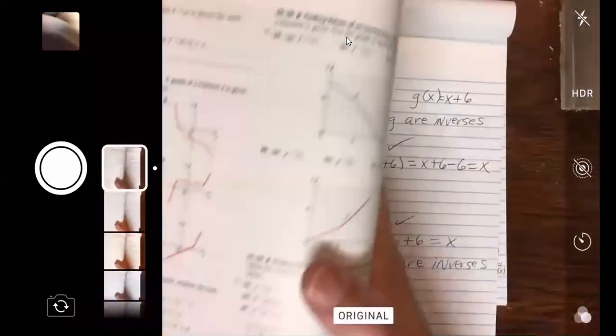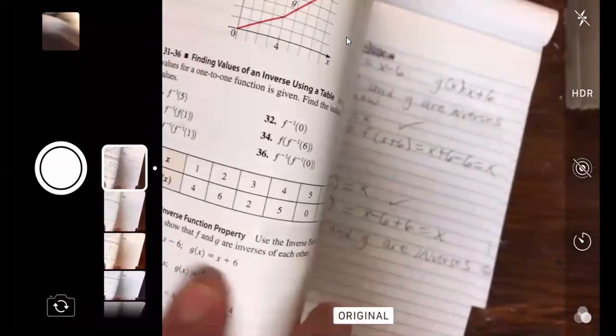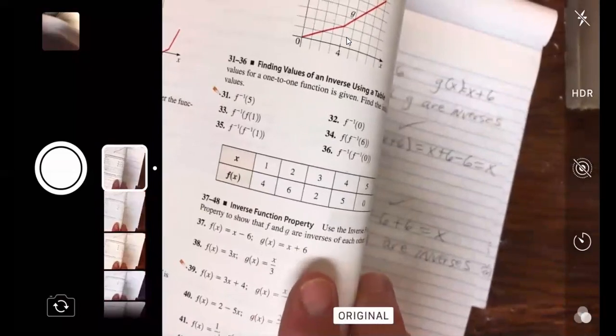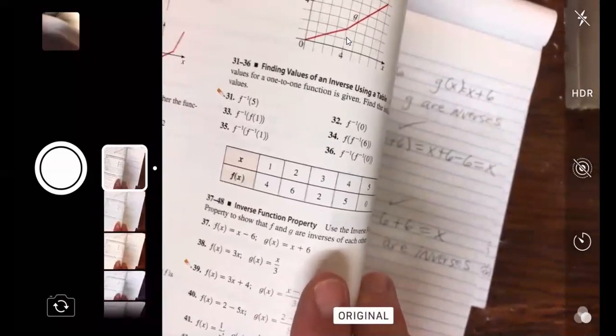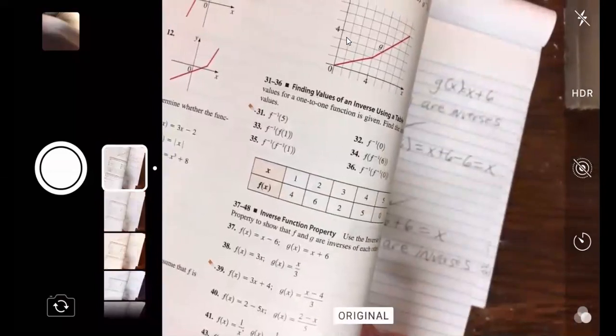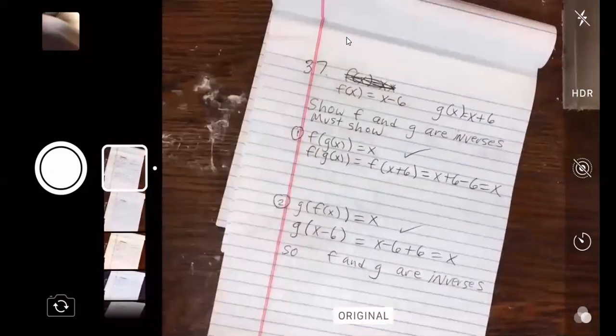They give you two functions, and I can show them to you here. Inverse function property: they give you two functions, an f and a g, and they want you to show that they are inverses. That means you got to plug g into f and show it all unravels and gives you x, and f into g. You want to see one of those done? Yes, please.